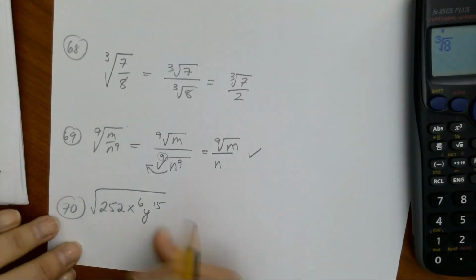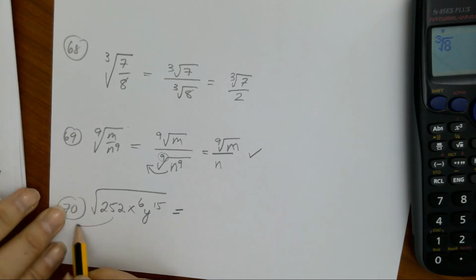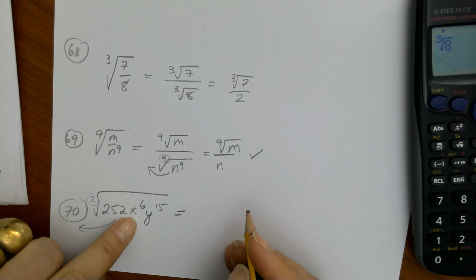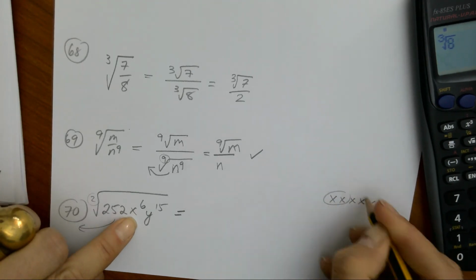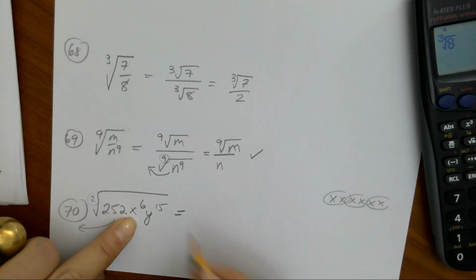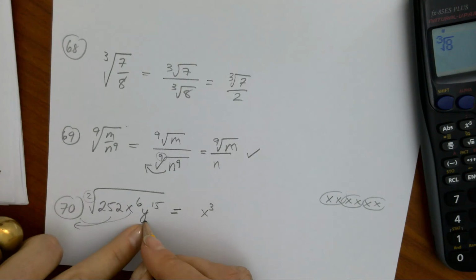Last one. Okay. To be able to take anything out, I need groups of 2. So let's look at my x first. If I have 6 x's, I can take out 3 groups. So I can take this out and put x3. Let's look at my y.